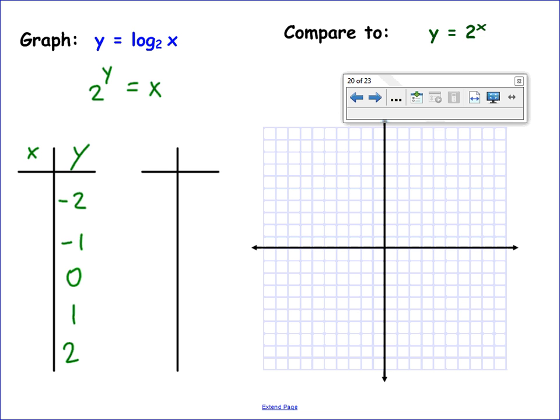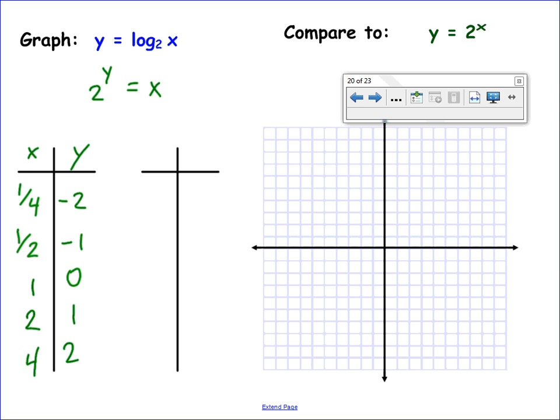Here we go. 2 to the -2 equals the what x coordinate? Well, that's 1 over 2 to the +2. That's 1 over 2 squared is 1/4. 2 to the -1 equals what x coordinate? Well, that would be 1 over 2 to the first is 1/2. 2 to the 0 is 1. 2 to the first is 2. And 2 squared is 4.